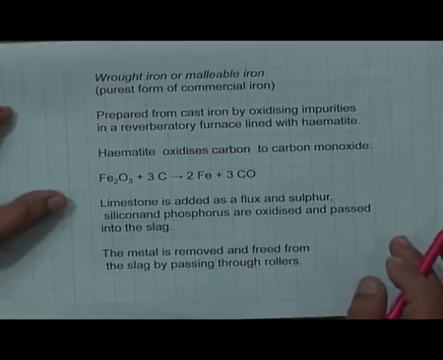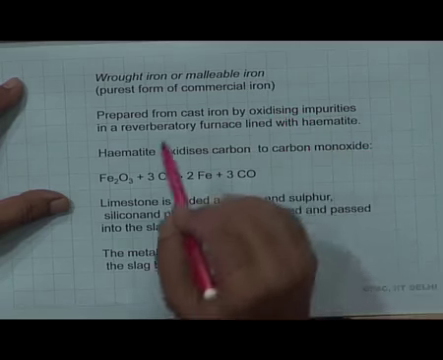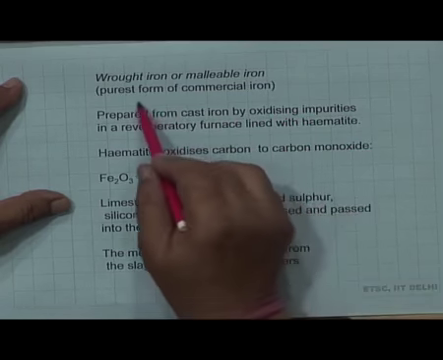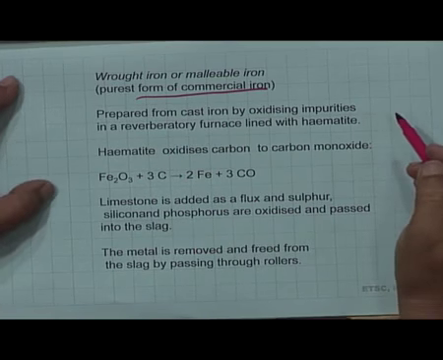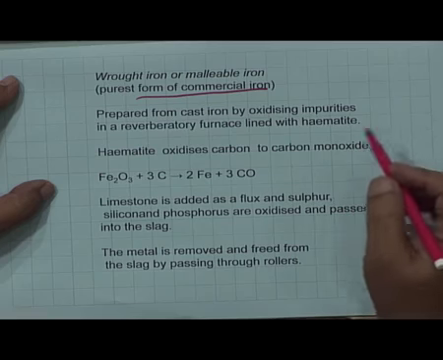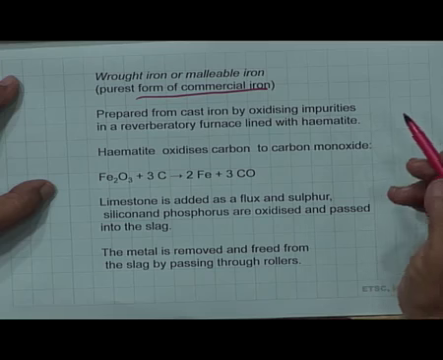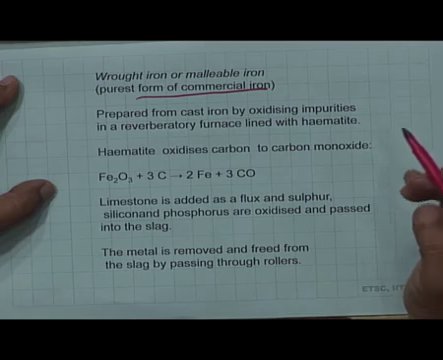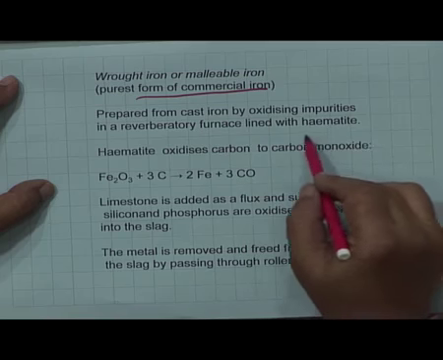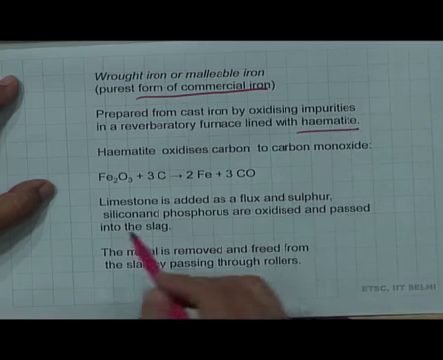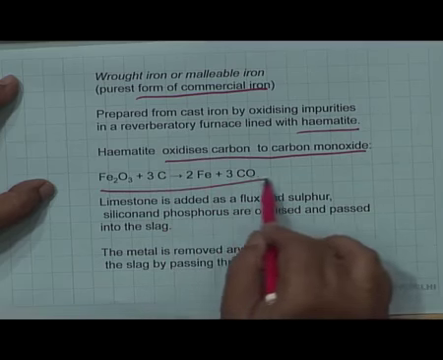What we use finally is the wrought iron or malleable iron. This is the purest form of commercial iron. It is prepared from the cast iron by oxidizing impurities in a reverberatory furnace. What are the impurities? Sulfur was there, phosphorus was there. So, they will all be converted in the reverberatory furnace which is lined with hematite. Hematite oxidizes carbon to carbon monoxide like this.